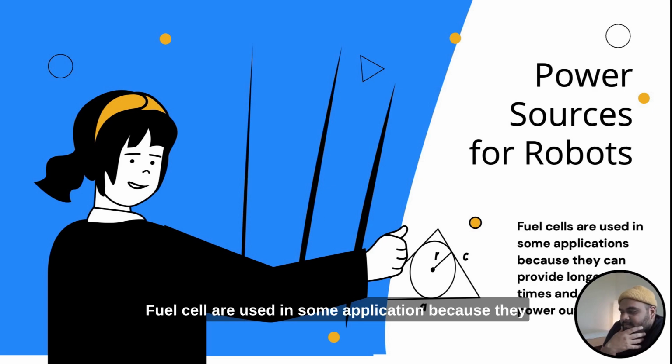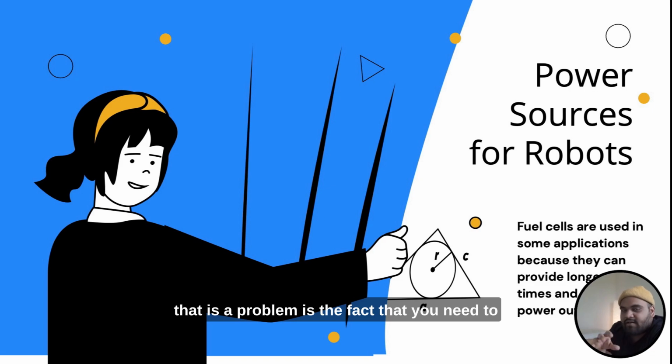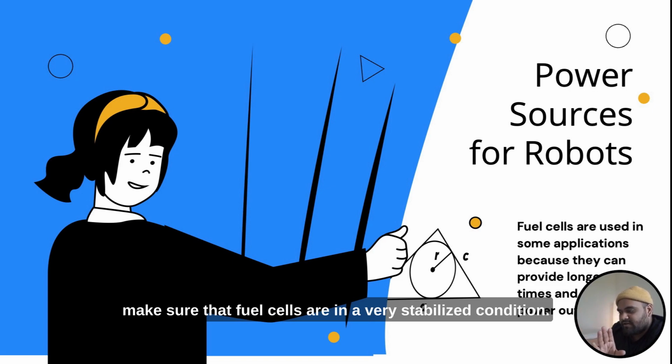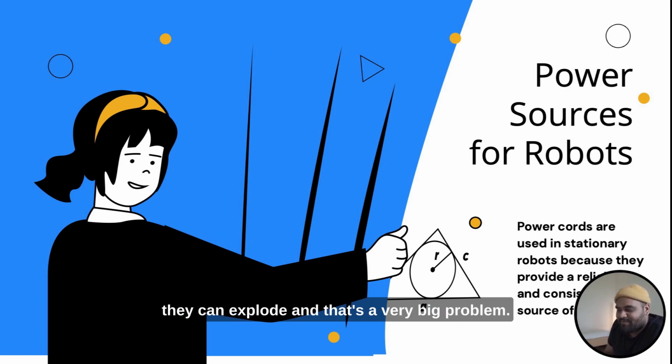Fuel cells are used in some applications because they can provide long run times and great power output. Fuel cells or hydrogen cells are usually the ones which can run for a very long time. But one problem is that you need to make sure the fuel cells are in a very stabilized condition. If they are not, they can explode, and that's a very big problem.